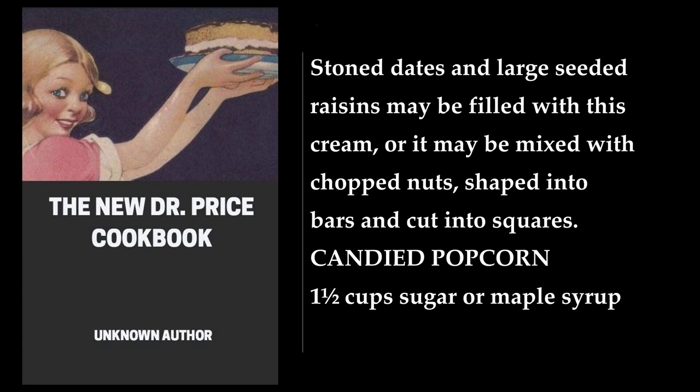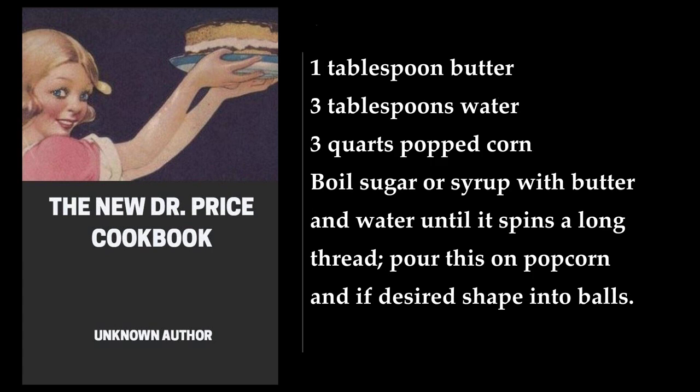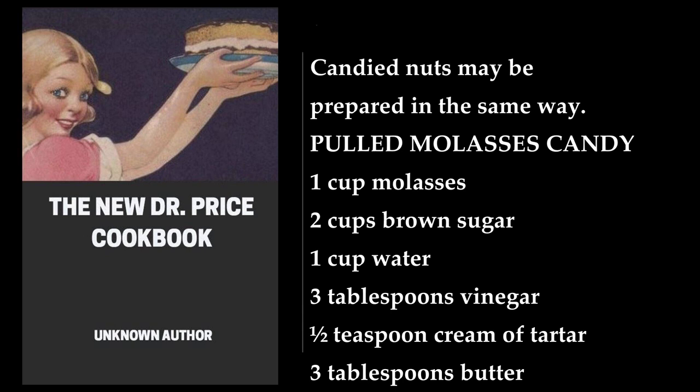Candied popcorn. 1.5 cups sugar or maple syrup. 1 tablespoon butter. 3 tablespoons water. 3 quarts popped corn. Boil sugar or syrup with butter and water until it spins a long thread, pour this on popcorn and if desired shape into balls. Candied nuts may be prepared in the same way.